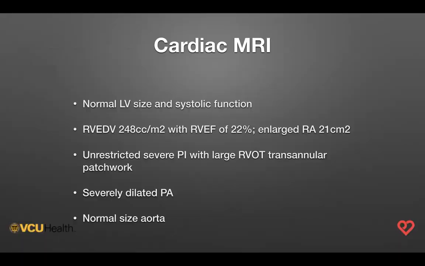So the cardiac MRI, in conclusion, would show that the LV size and function is normal. RV is massively dilated at 248 cc's per meter squared. RVEF is reduced. However, you have to understand that in this cardiac MRI tracing, we are including that transannular patch, which is akinetic. The right atrial volume is increased at 21 centimeters squared. And as we've talked about, the unrestricted PI, large RV transannular patch, dilated PAs, and in this patient, the aorta was normal in size and has a left-sided aortic arch.